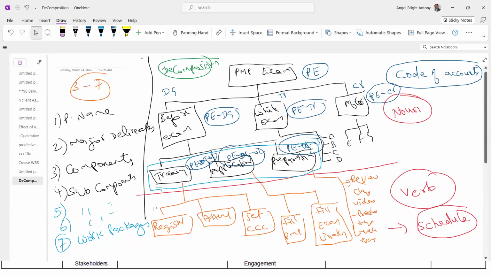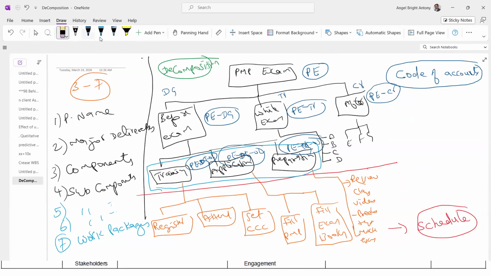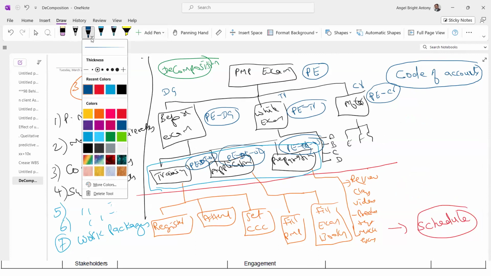In this example, PMP exam project, we are in the first deliverable, before exam. And in that, we are in the first work package, training. And then we can decompose to activities later. At this stage, we may not know what we will do after the exam to maintain the PMP certification. In fact, it is not required at this level.